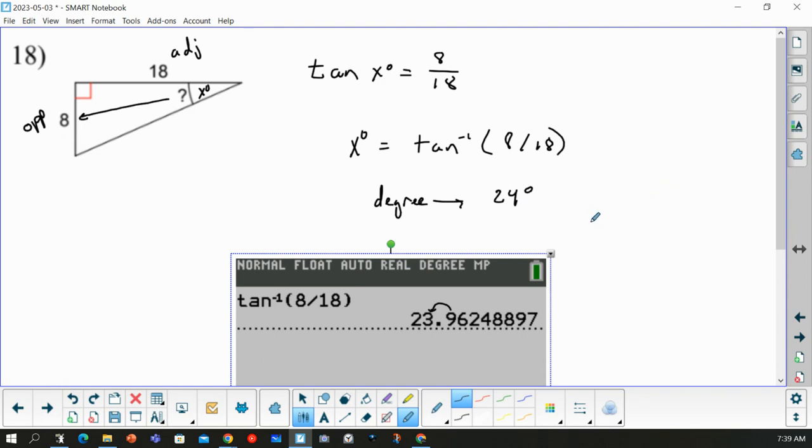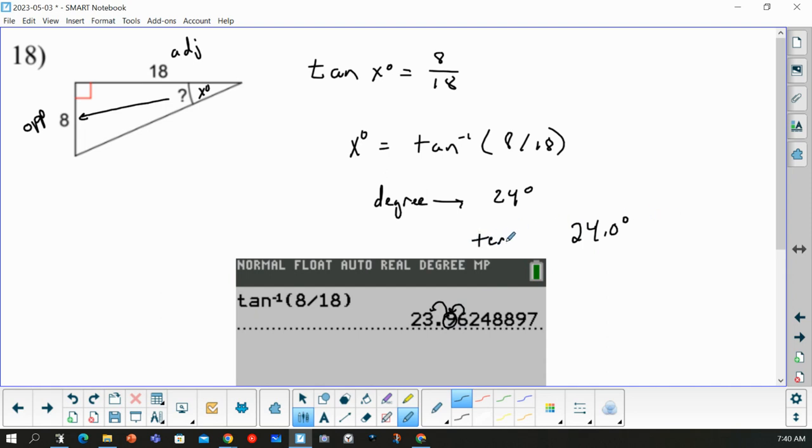Okay. But since you're used to rounding to the nearest tenth, instead of doing that, you probably would have said, okay, right, we're used to doing this and going, okay, this needs to round up. So I look at the nearest tenth. Well, the 6 tells me this 9 needs to round up. Well, when a 9 rounds up, it turns into a 10, and that 1 bumps over there. So you're going to get 24.0 degrees, which is exactly the same thing.